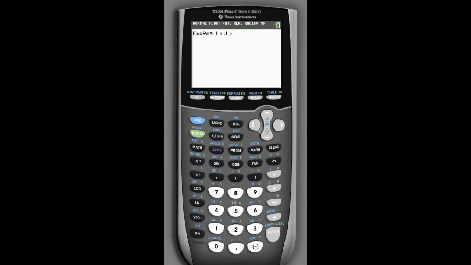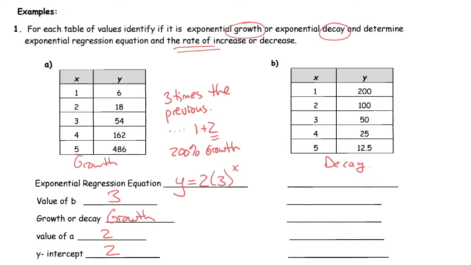And you can see really quickly that exp reg L1, L2. And there we go. So our A value here is 400. And our B value here is 0.5, or the fraction 1/2. So now let's go back and put that information in our answer sheet there. All right, so the equation we got here was 400 multiplied by 1/2 to the x.